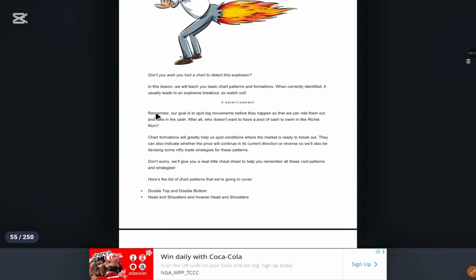So don't you wish to add a chart pattern to detect these explosions? Of course you do. So in this lesson, we will teach you basic chart patterns and formations. Basically speaking, I'll be teaching you the psychology behind these chart patterns. When correctly identified, it usually leads to an explosive breakout. So watch out. Remember, our goal is to spot big movements. You understand? In the market, one of our goals is to spot big movements before they happen. So do well, and let's jump into some examples of chart patterns.